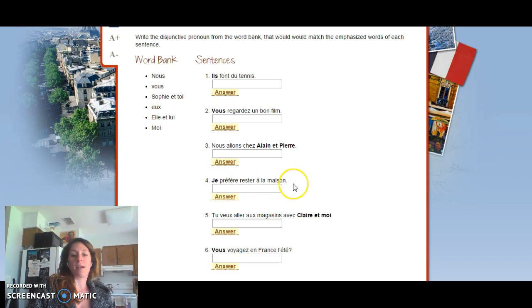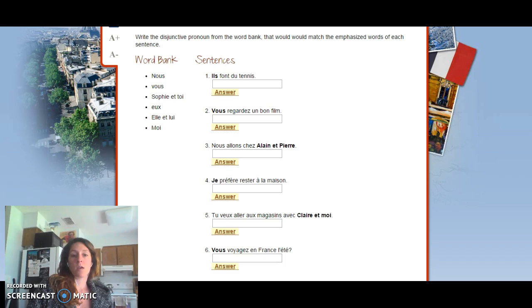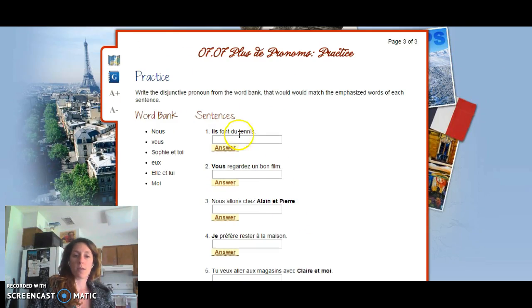Je préfère rester à la maison. I prefer to rest at home. We would say, which one would it be? Nous, vous, Sophie et toi, eux, elle et lui, ou moi? Right? Based on what we saw here, moi, right? So, moi, je préfère rester à la maison. Right? And that's pretty much what that quiz is going to be about for 7.07.